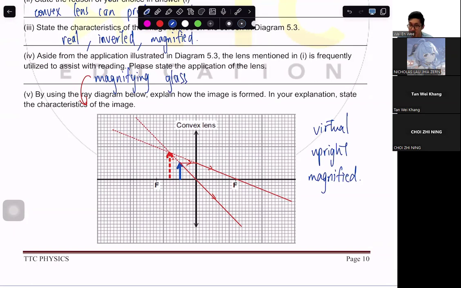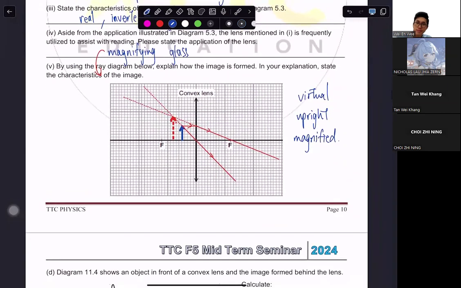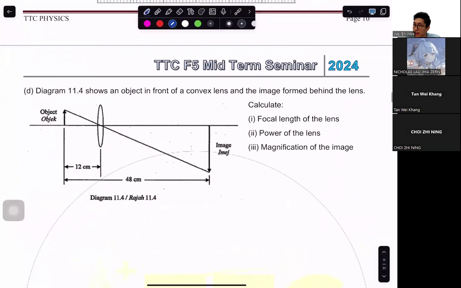Okay? All right, anyone has any trouble with this drawing? So convex lens drawing is always the same method. Go straight, go to F, and then go through the center. All right, now for some calculation.